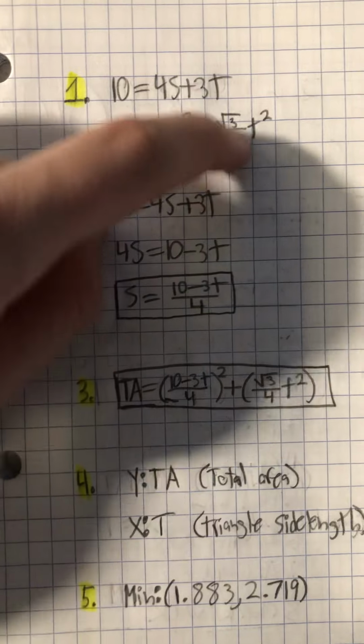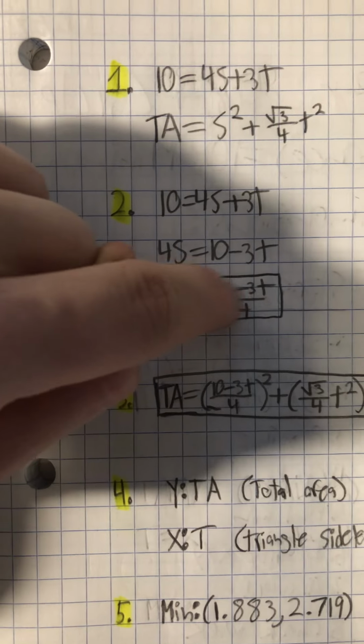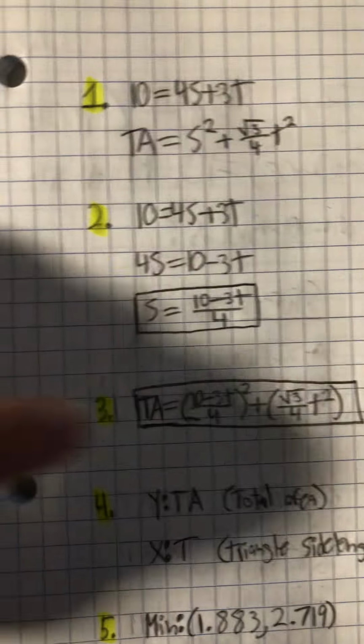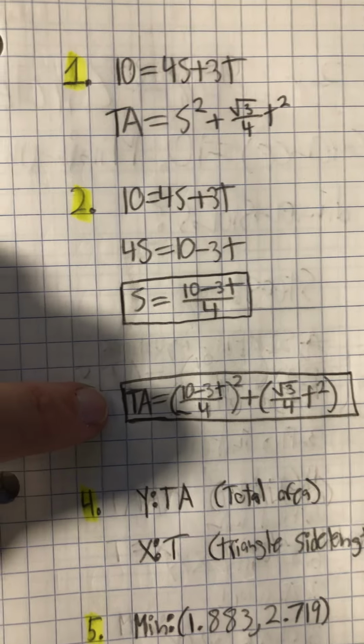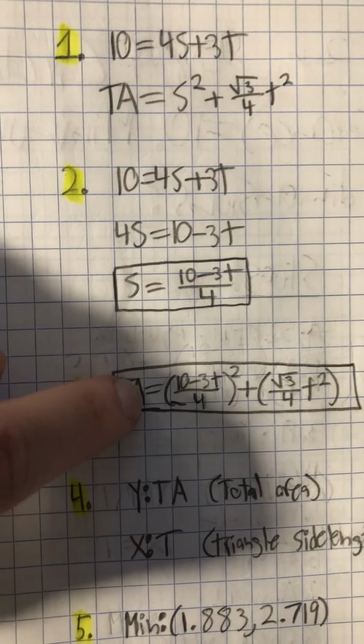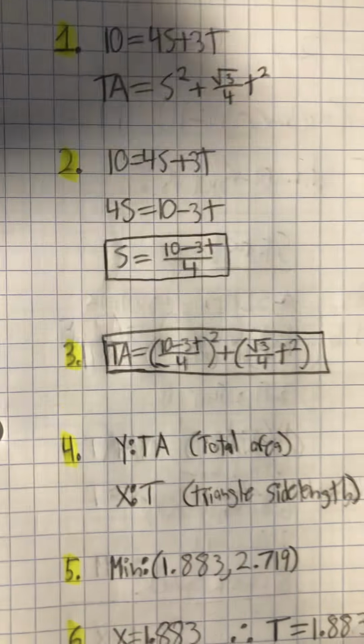And then still the plus square root of 3 over 4 t squared. So it's the same thing, but I substituted this for s. Okay, now I'm going to take that function, and I'm going to set y to total area. So this will be y equals, and I'm going to set x to triangle side length. So x is going to be triangle side length. So I'm going to graph that.